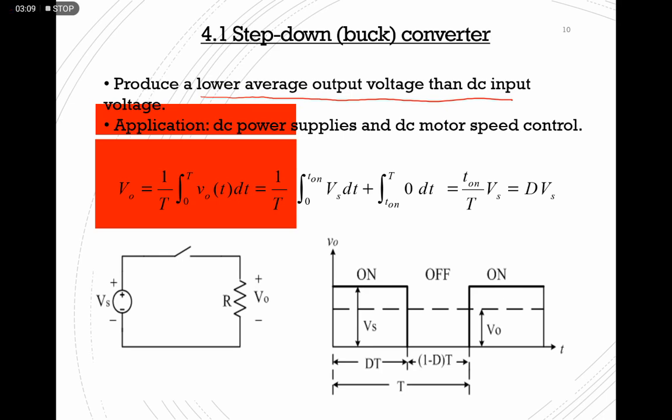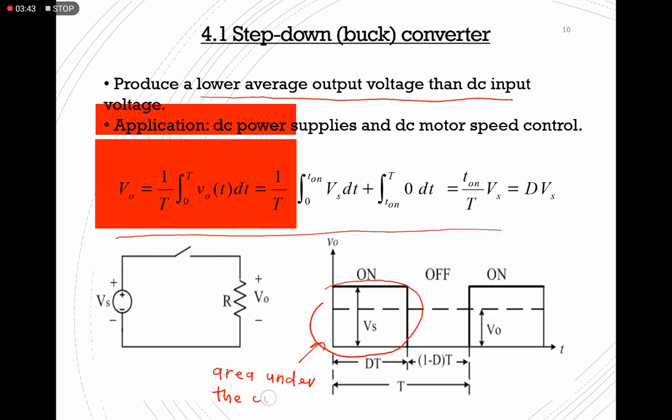Normally, where is a buck converter being applied? In DC power supply and also in DC motor speed control. The integration over here is with regards to finding the average output voltage, which is this one here. Remember, for the average you need to find the area under the curve over one switching time.